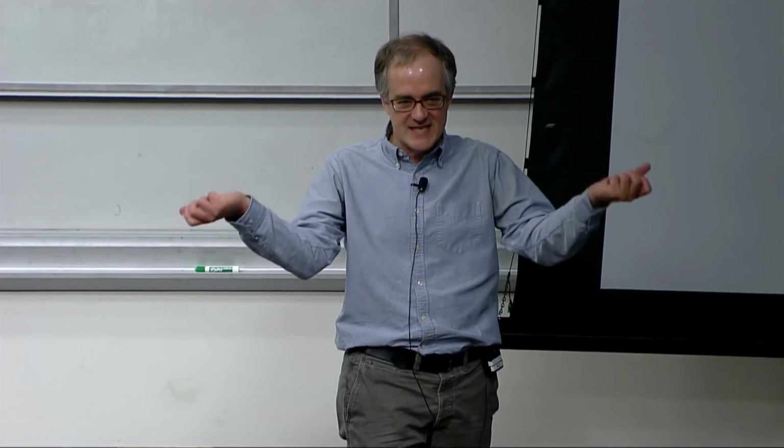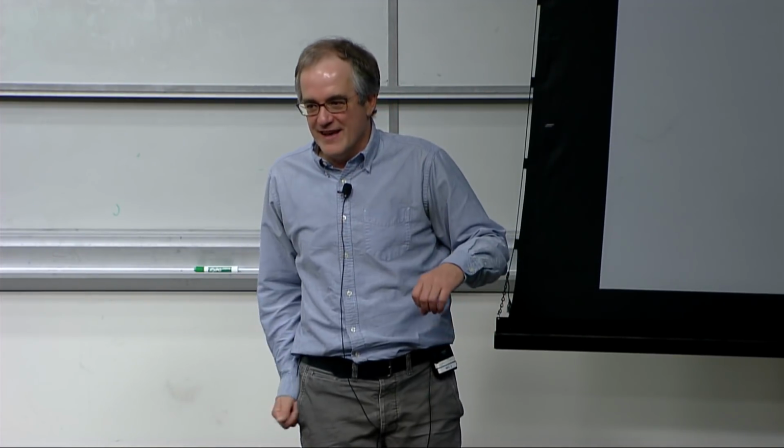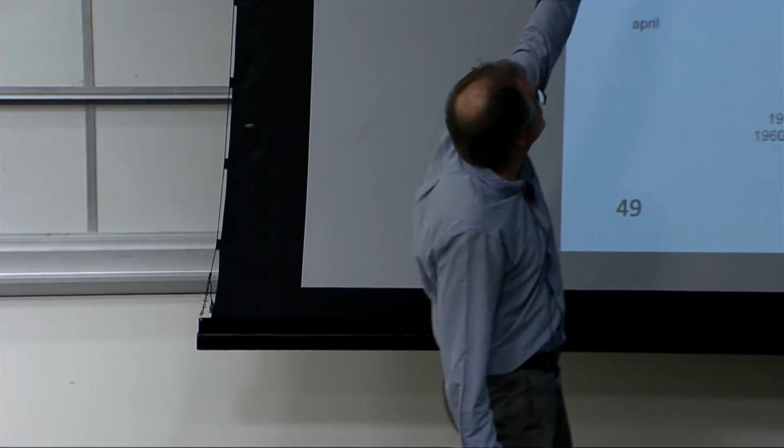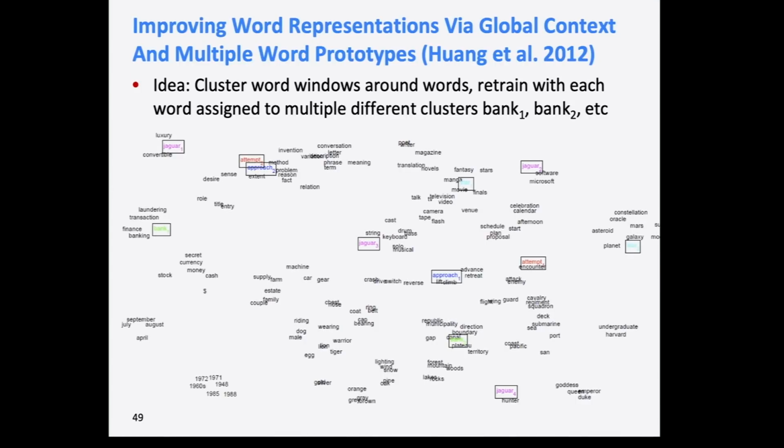So we'll just literally change the word in our corpus according to its cluster number. And then we run our word vectoring algorithm. And so we get a representation for each of those senses of the word. And basically that works, right? So up the top is jaguar 1 next to luxury and convertible.